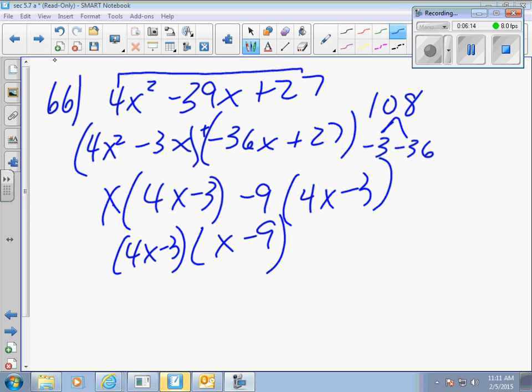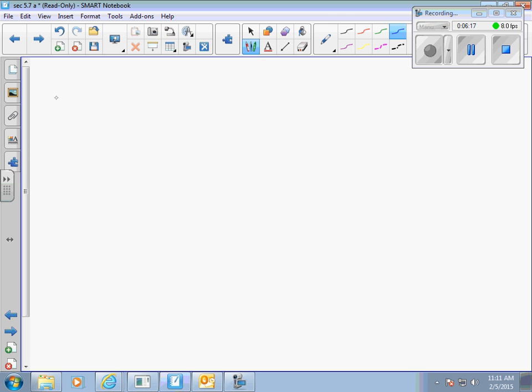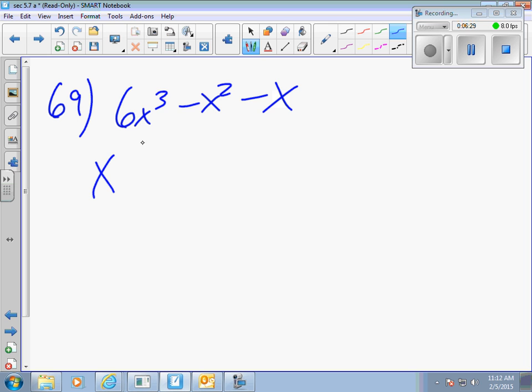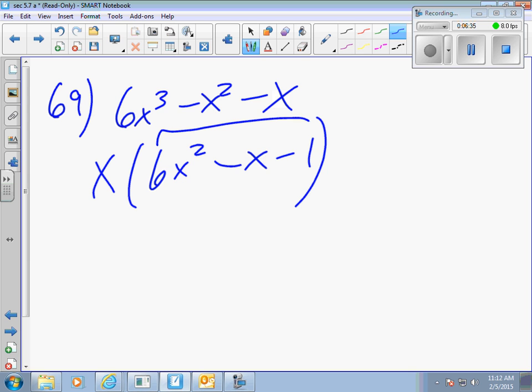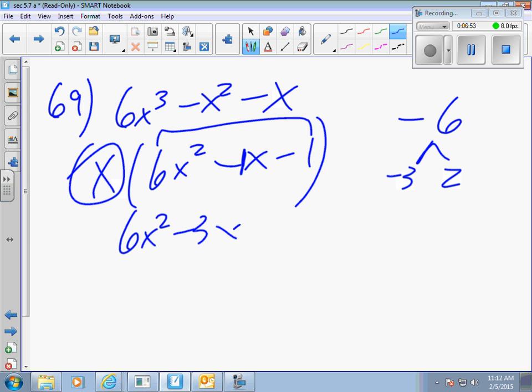Let's take a look at number 69 next. 69 says 6x cubed minus x squared minus x. The first thing that we do is check for greatest common factor. X would come out, leaving me with 6x squared minus x minus 1. I'm going to do my AC thing. I get factors of negative 6 that add up to a negative 1. I'm going to split this into negative 3 and 2. Circle this so I don't forget to bring it down. Split my middle term into negative 3x plus 2x minus 1.